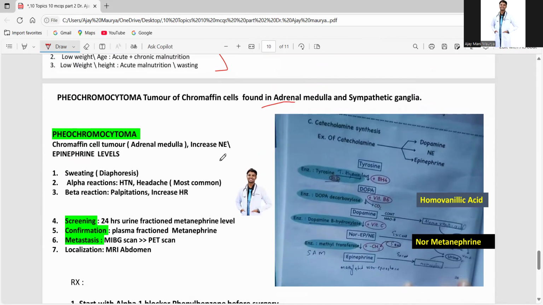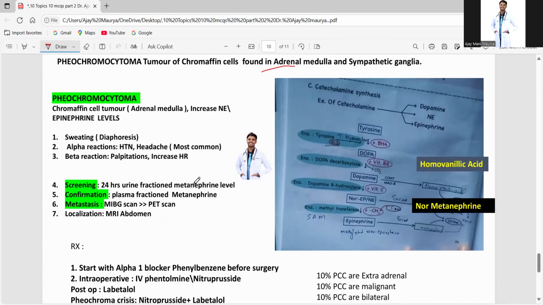So we get symptoms like sweating, alpha reactions like hypertension, with headache the most common. Beta reactions like palpitations and increased heart rate. For screening, we have to do 24-hour urine fractionated metanephrine levels; for confirmation, plasma fractionated metanephrine. For metastasis, it is the MIBG scan. For localization, it is MRI abdomen.